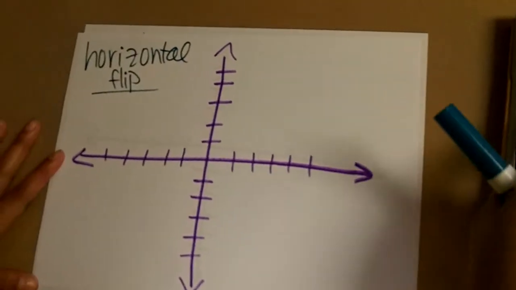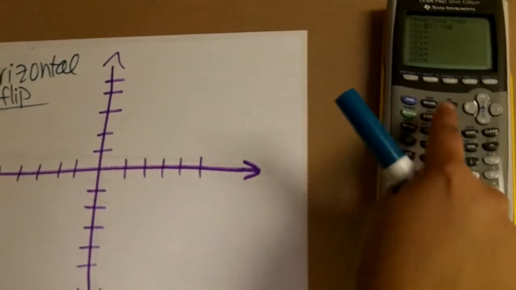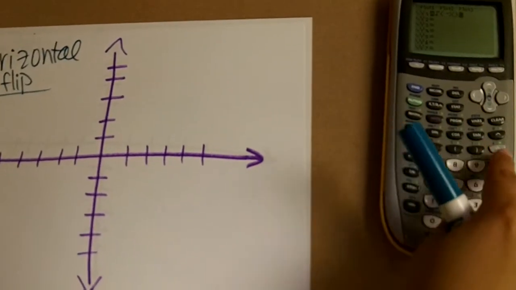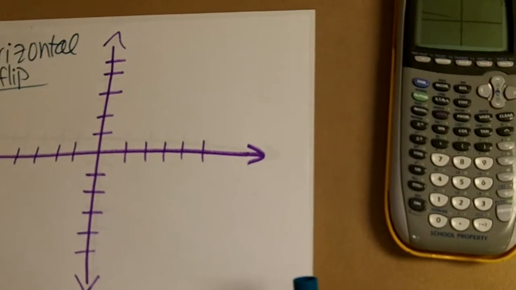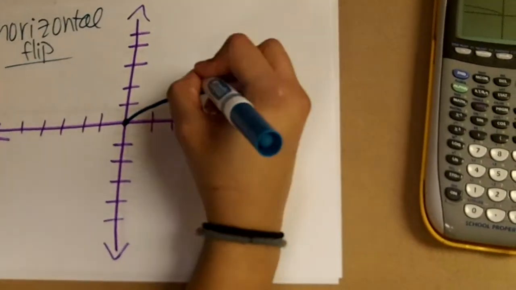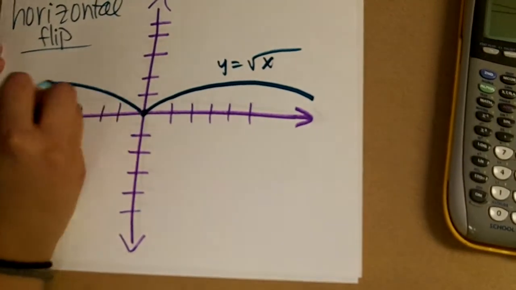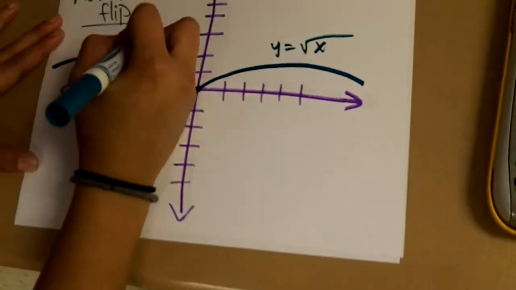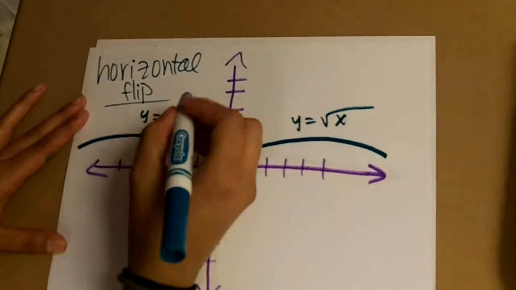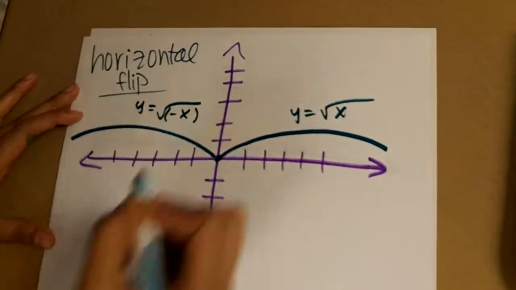For our horizontal flip, you want to put the negative sign in front of the x. The original is this, y equals square root of x, and the horizontal flip is y equals square root of negative x, with the negative x inside the square root sign.